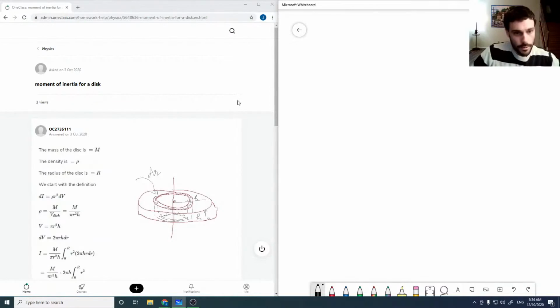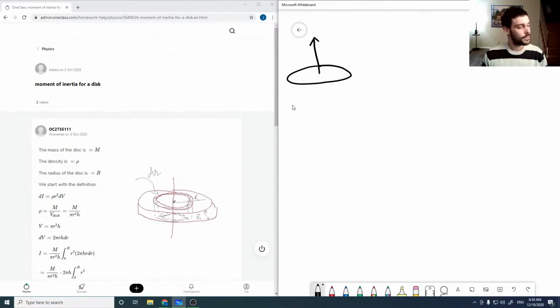Okay, so here I've got a moment of inertia for a disk. This, of course, depends on the axis, but I'm just going to run through a couple of the more typical axes. So if we just consider an axis which goes to the center and is perpendicular to the disk, then our moment of inertia, for a continuous object, is going to be the integral of r squared dm.